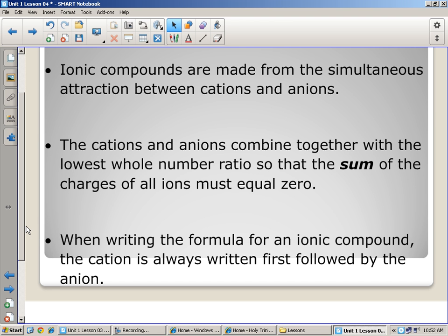When writing the formula, obviously the metal always comes first. Look at the periodic table. All the metals are on the left side. You know, English, when we read books, we read left to right. So metals, non-metals. Alright?